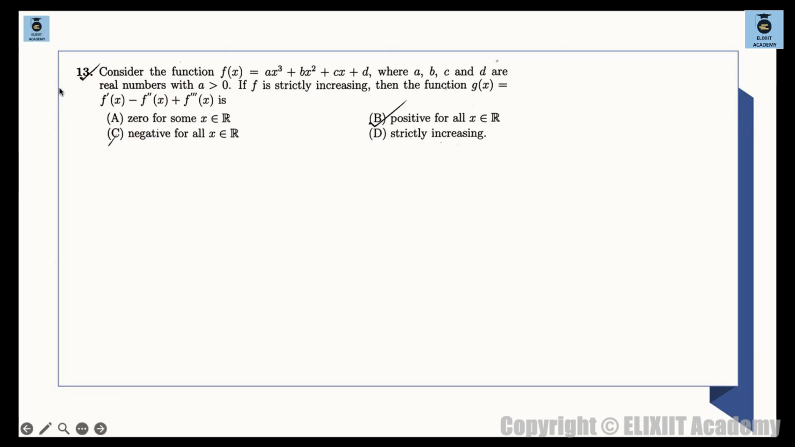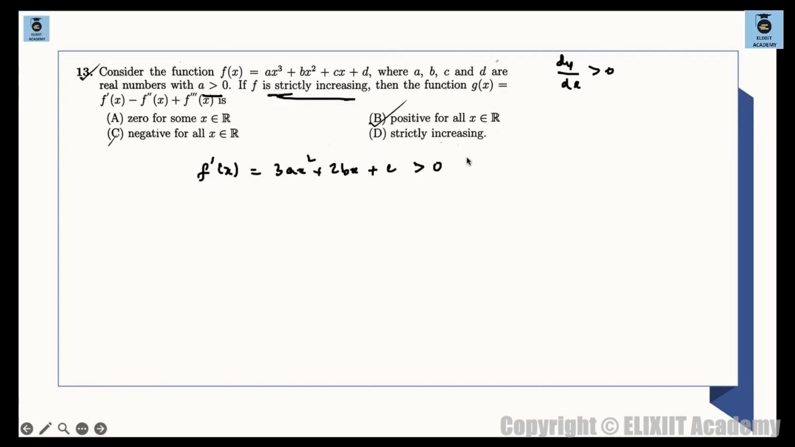What they have given is a cubic polynomial f(x) whose leading coefficient is positive, and f is strictly increasing. So we utilize this condition. Like I have said, f strictly increasing means dy by dx is greater than 0, so f dash of x is greater than 0. So what is f dash of x? 3ax square plus 2bx plus c.